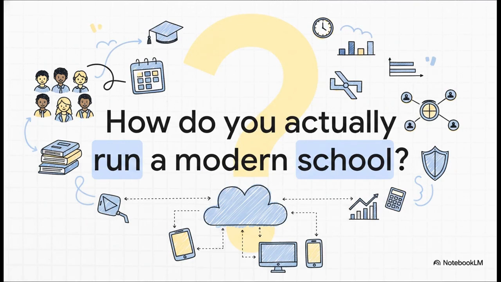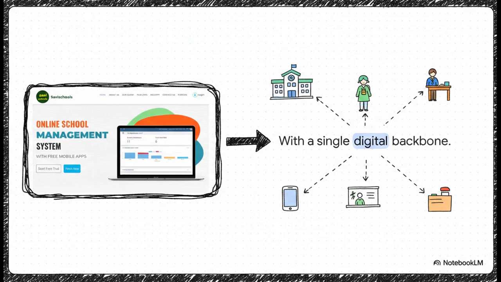Now, really think about it for a second. You've got hundreds, maybe even thousands of students, dozens and dozens of teachers. You've got all the different classes, all the subjects, fees, exams, attendance records. How on earth do you keep track of all of that without it just turning into total chaos? Well, the answer isn't in filing cabinets anymore. It's all about digital platforms. You do it with a centralized online management system.